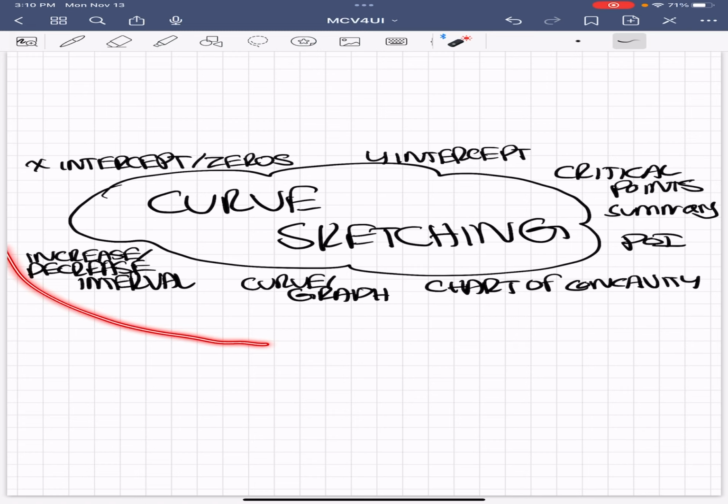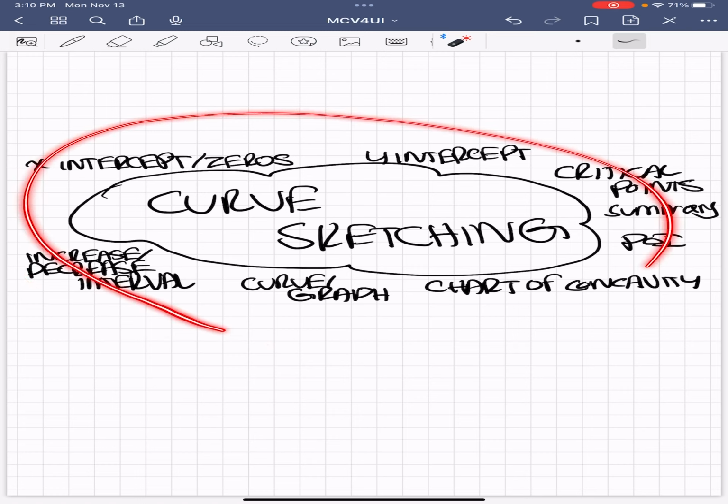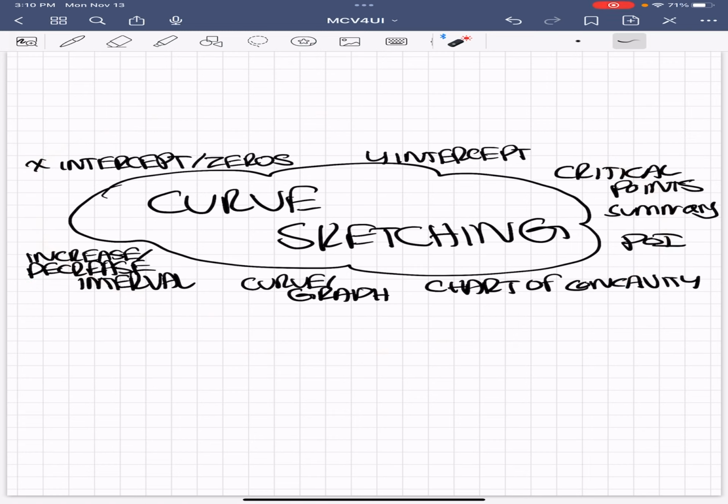So these are different things that require curve sketching. And we're going to dive into each of them. We're going to learn about each part of curve sketching, and by the end of the video you should be prepared to do some curve sketching practice questions. So let's get started.